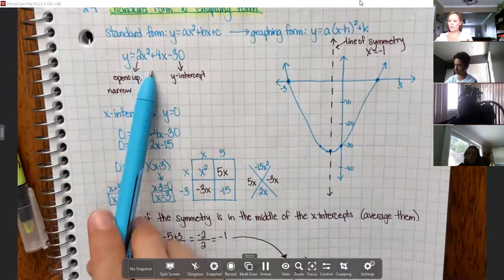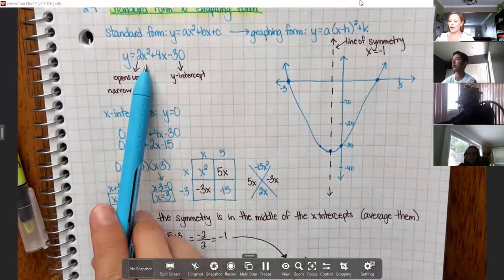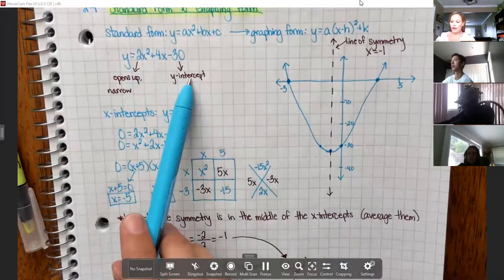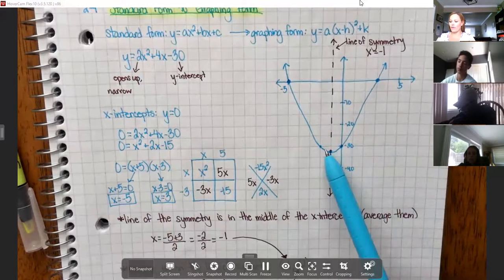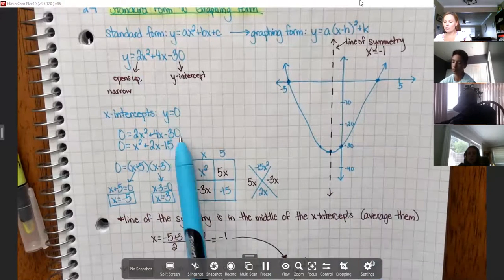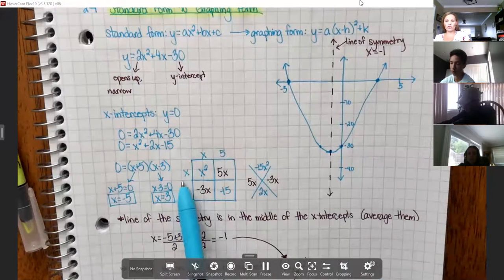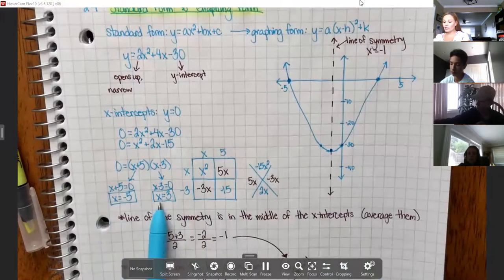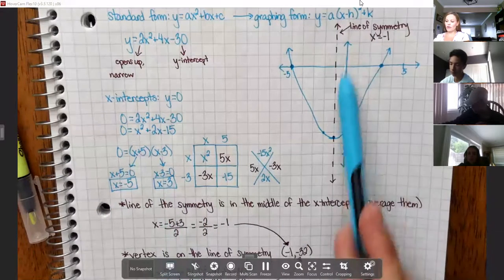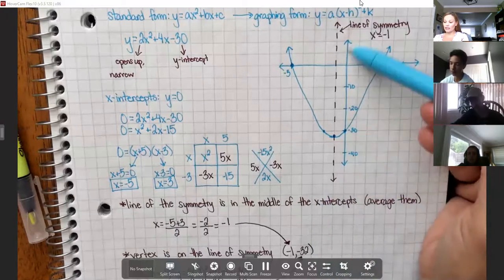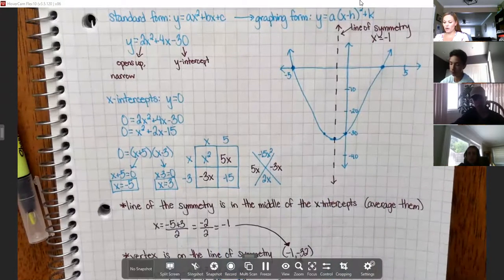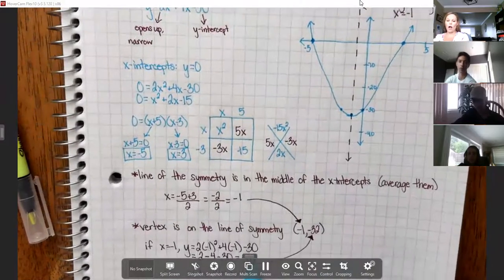But again, standard form doesn't give us enough information to just graph it. So what we had to do, we can find the y-intercept, which again isn't very helpful. We could have almost made this same graph without it. We had to find the x-intercepts by setting it equal to 0. I chose to factor, but you could also use the quadratic formula. I know some of you prefer that. Once you find your x-intercepts, you average them because that's going to give you your line of symmetry. Your vertex has to be on that line of symmetry, so whatever that average was, you plug in for x and solve for y.